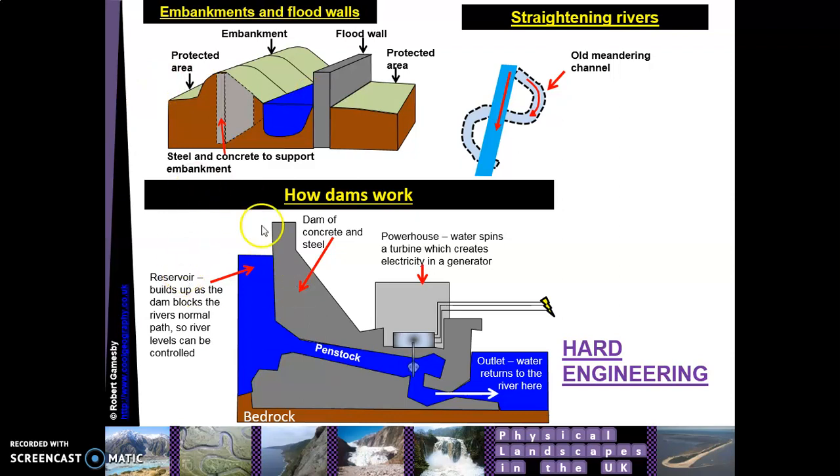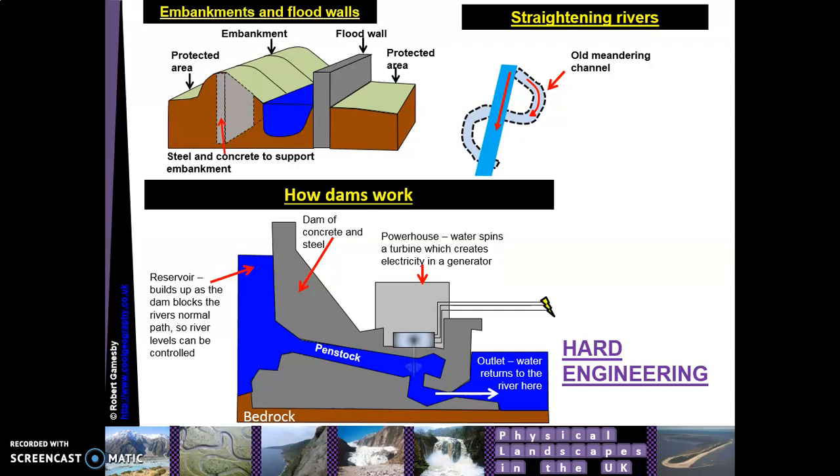So the top part here is called your reservoir, and then this penstock allows water to go through but at a controlled rate. The benefit of this is it can create hydroelectric power, and a lot of dams do create hydroelectric power, which is obviously a green form of energy. It's clean, it's not going to harm the environment.